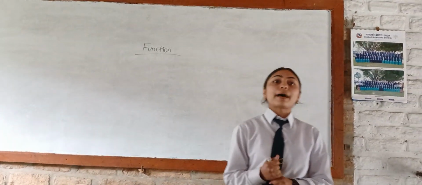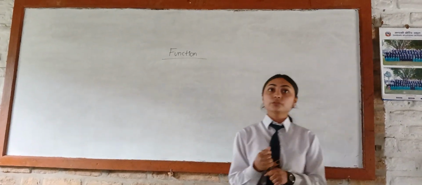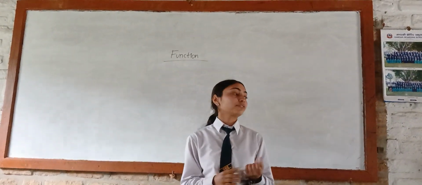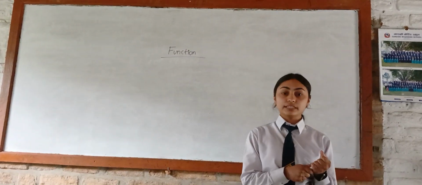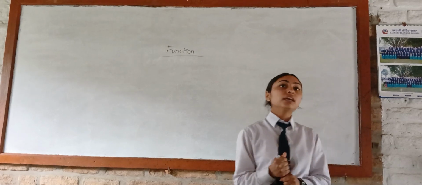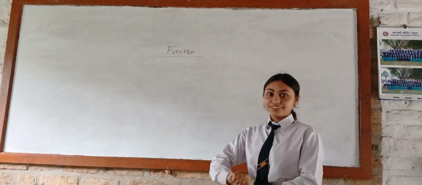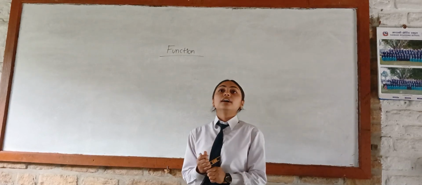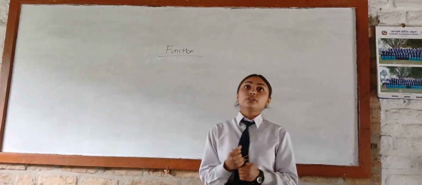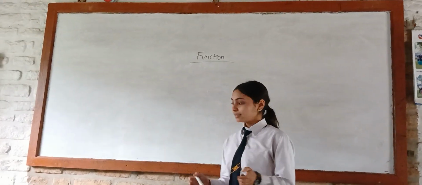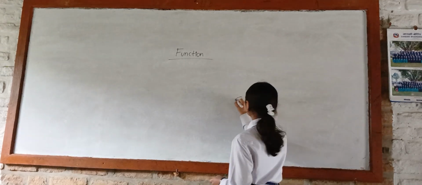Function is a special mapping or a special relation, also called mapping. Let A and B be two non-empty sets. Then a function from A to B is a special relation or a rule which associates each element of A to a unique element of B. Let us suppose some examples.